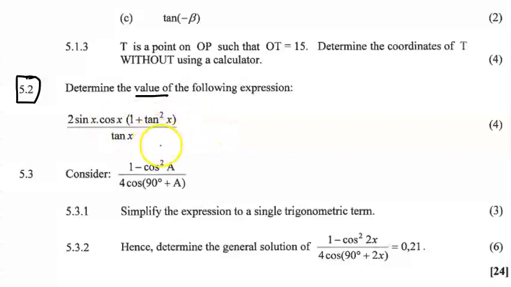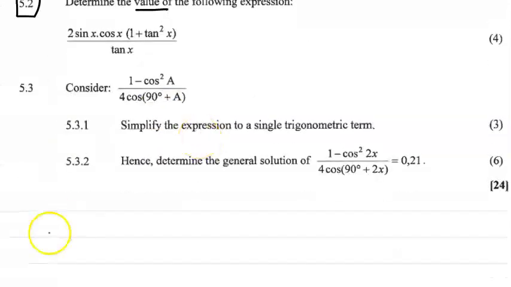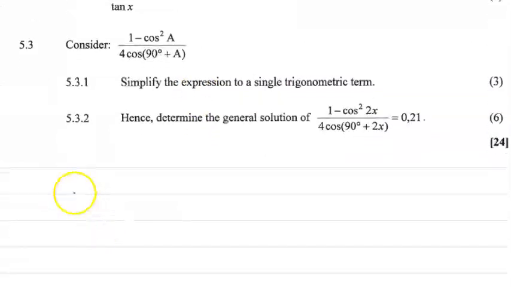So you have to know, as discussed in the previous video, that tan x is equal to sine x over cos x, and sine squared x plus cos squared x is equal to 1. So let's write this down and simplify it. Therefore, for 5.2, our solution is going to be as follows.